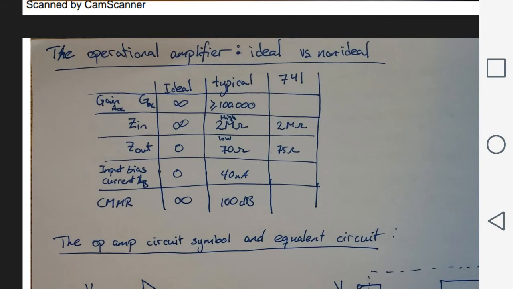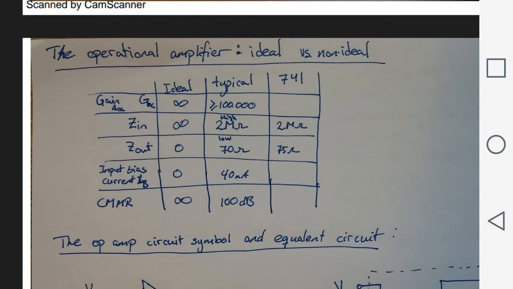But sometimes you also have to know what you should expect, or some typical numbers, where you can say that the open loop gain should be above or around 100,000, and the input impedance should be high. 2 megaohms could be typical, and the output impedance should be very low, or 70 ohms might be typical. The input bias current could be around 40 nanoamperes, and the common mode rejection ratio could be somewhere around 100 decibels.